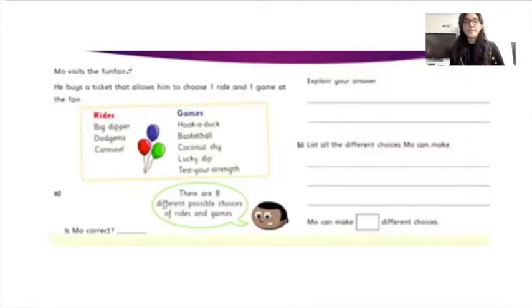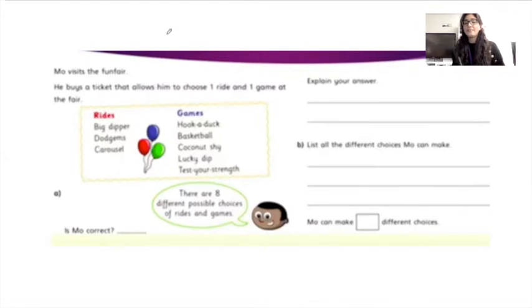Now, I did want to go through a question that some of you found tricky, and I thought if I go through it now in this video, then you can go back to this video and have it as a nice reference. So I'm going to share my screen and show you the question. The question was: Mo visits the fun fair. He buys a ticket that allows him to choose one ride and one game at the fair. Mo says that there are 8 different possible choices of rides and games.